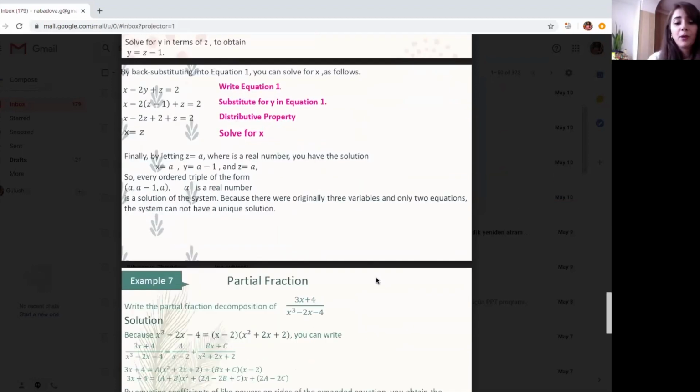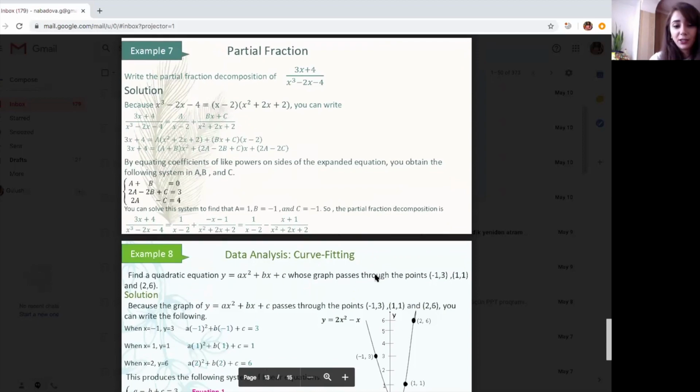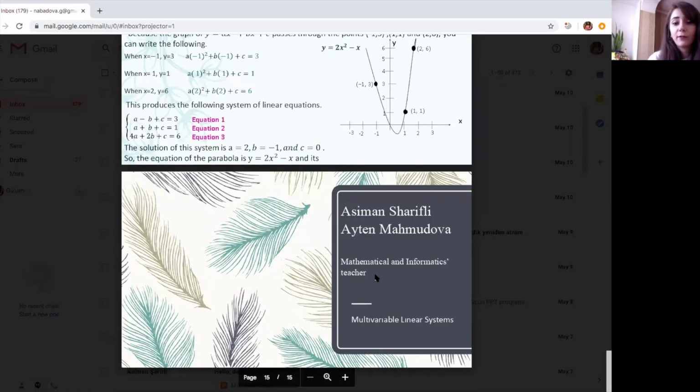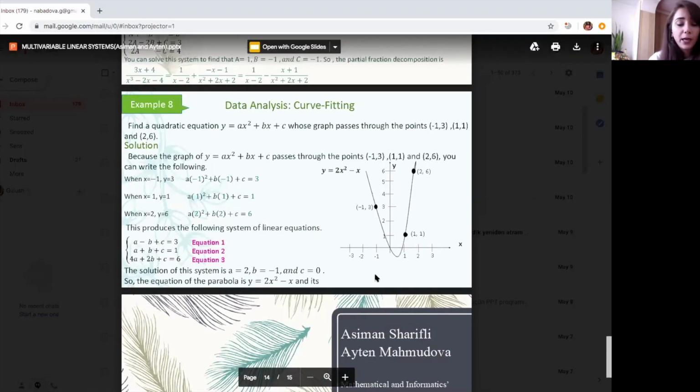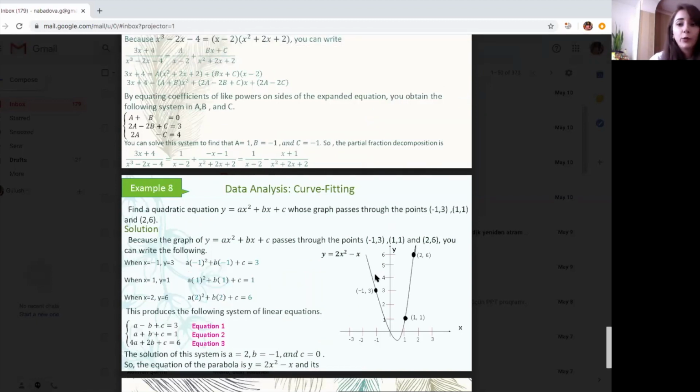And partial fraction, data analysis, curve fitting. Yes, you gave lots of information about this topic, and all this information is very detailed.